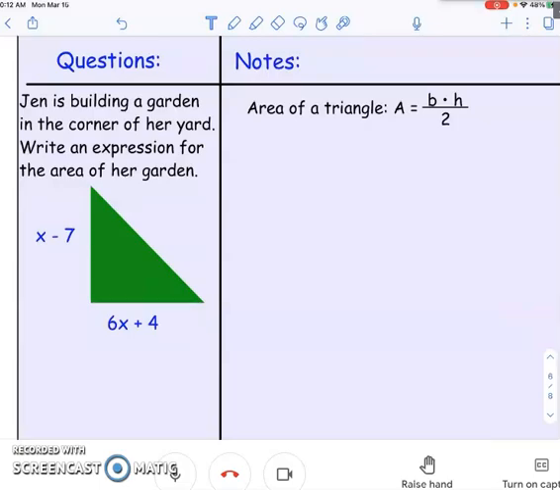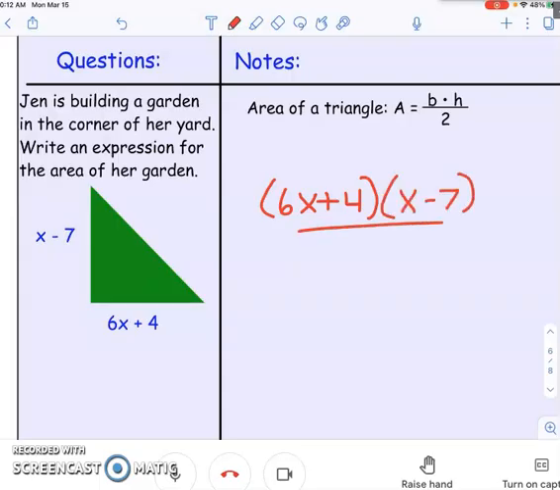All right, Jen's building a garden in the corner of her yard. Write an expression for the area of her garden. The area of a triangle is base times height divided by 2. So the base is 6x plus 4. The height is x minus 7. And then we have to divide it by 2.